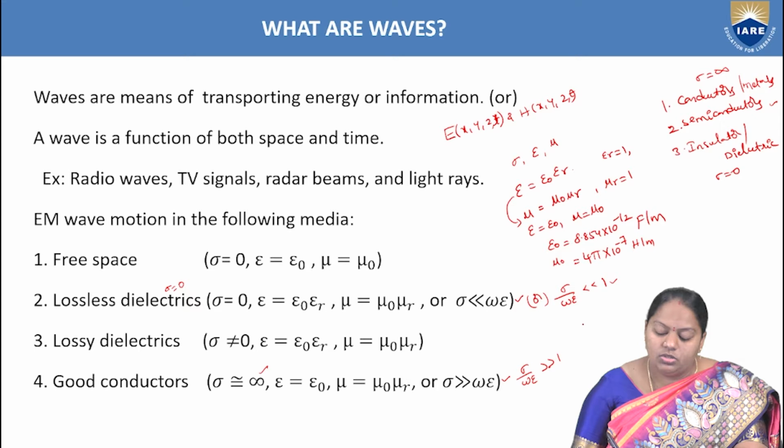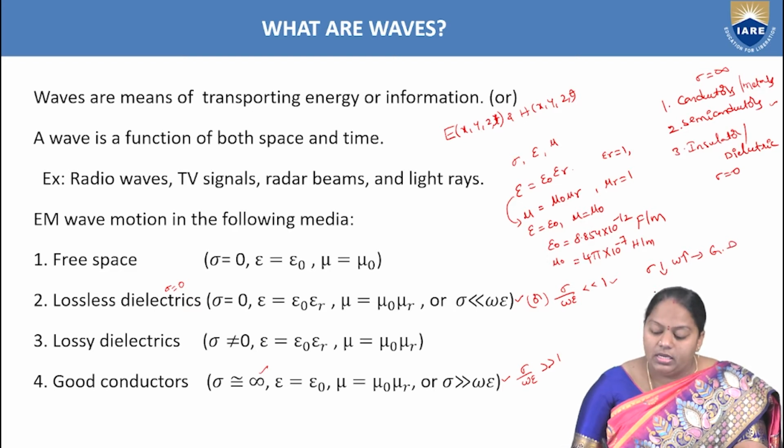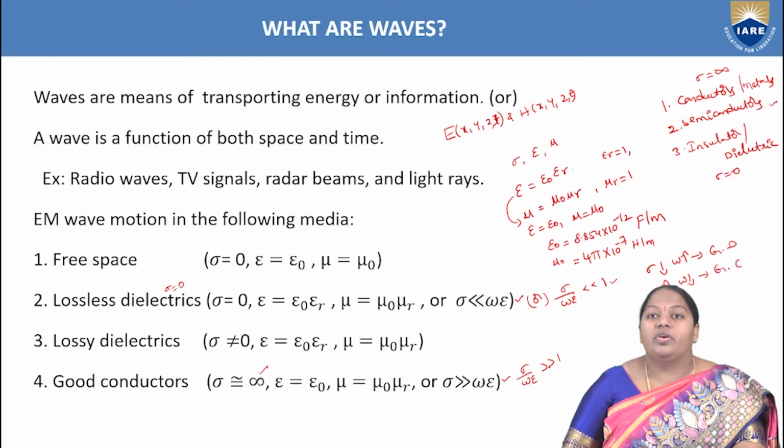So based upon these two conditions, we can say that at very low conductivity, where sigma is low and omega is high, the medium behaves as a good dielectric medium. And if sigma is high and omega is low, meaning at low frequencies, the medium behaves as a good conducting medium. We need to remember these two important points.